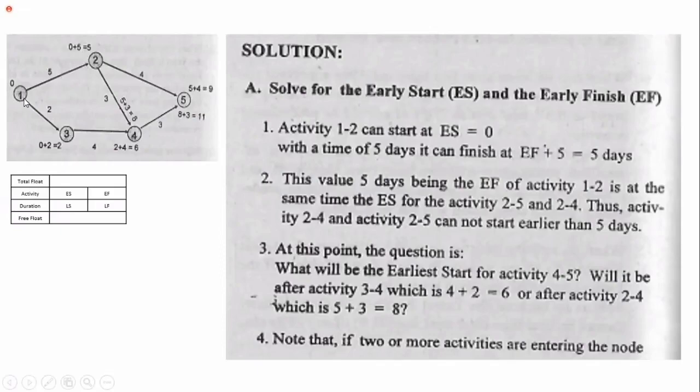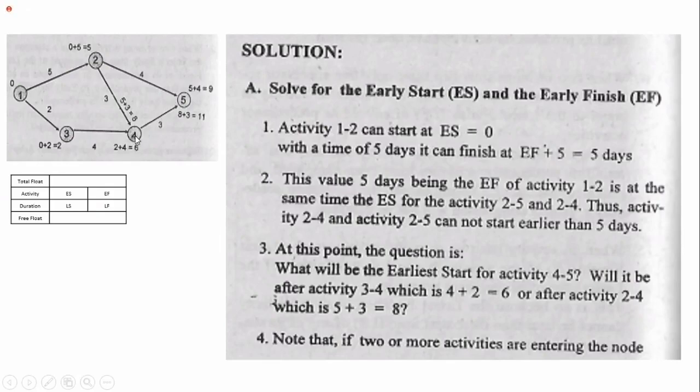So early finish for activity 1 to 2 is 5. Early start for activity 1 to 3 is 0, and early finish is 2. Then this early finish of 1 to 3 becomes the early start for activity 3 to 4. So that would be 2 plus 4, so early finish for 3 to 4 is 6.